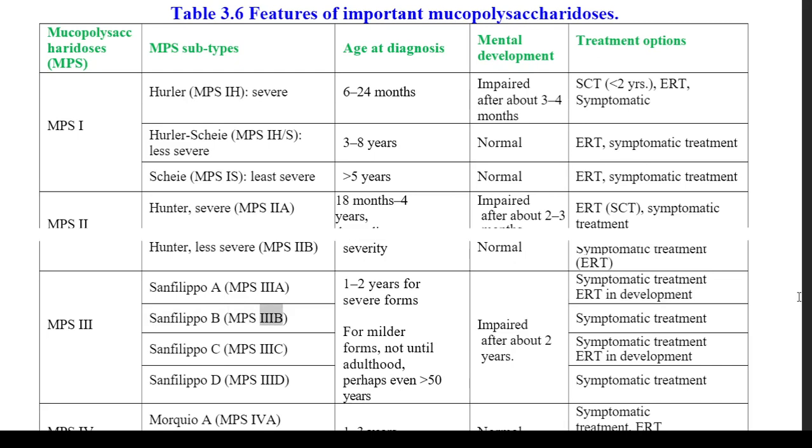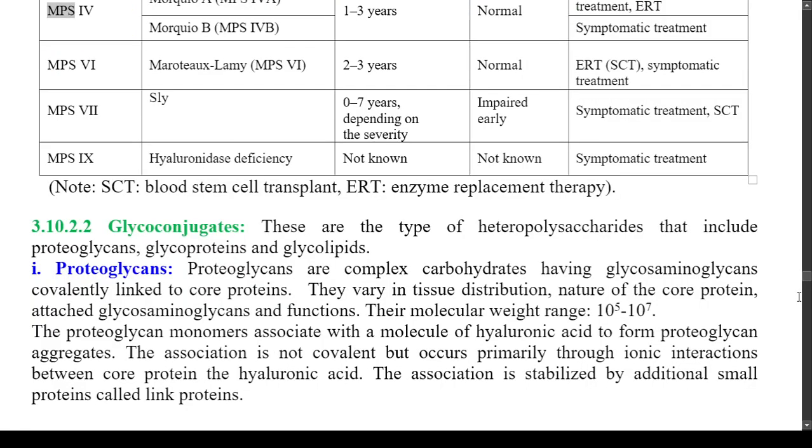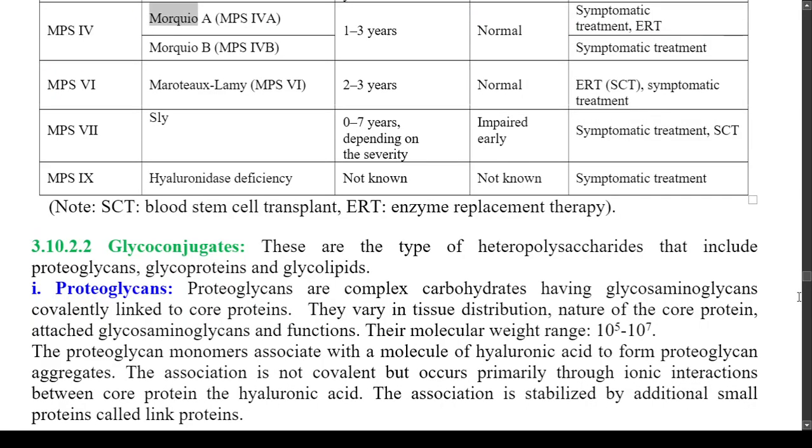Sanfilippo B, MPS IIIB. Symptomatic treatment. Sanfilippo C, MPS IIIC. Symptomatic treatment. ERT in development. Sanfilippo D, MPS IIID. Symptomatic treatment. MPS IV. Morquio A, MPS IVA.